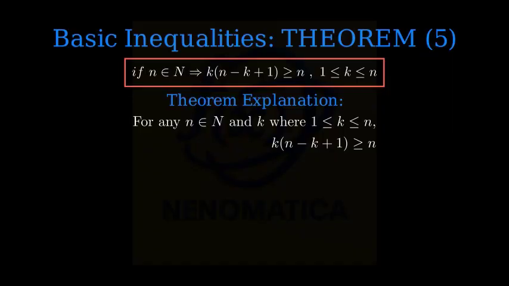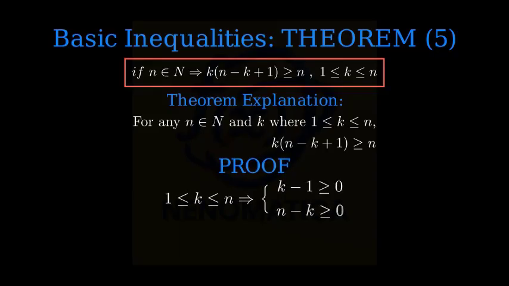Now, let's begin our proof. We start with the constraint that k is between 1 and n. From this constraint, we can derive two important inequalities. First, k minus 1 is greater than or equal to 0. Second, n minus k is greater than or equal to 0. These are straightforward to see since k is at least 1, so k minus 1 is at least 0. And since k is at most n, n minus k is also at least 0.